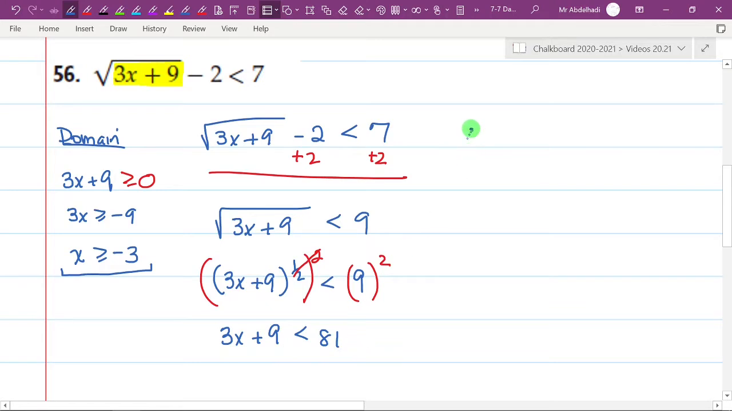All right, last couple steps. You subtract 9 from both sides. You get 3x is less than 72. You divide both sides by positive 3, and you get x is less than 24. Now, that's your solution. X is less than 24 is your solution.